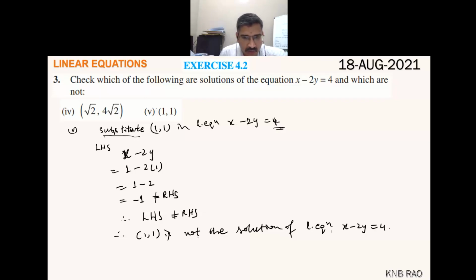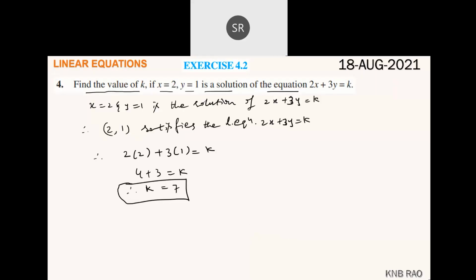If it is not equal, then we say it is not the solution. Correct? Yes, sir. Now, similarly, here, since he has already said that x equals 2, y equals 1 is a solution of this equation, that means when I substitute x as 2 and y as 1 in this equation, it should make left hand side equal to right hand side.